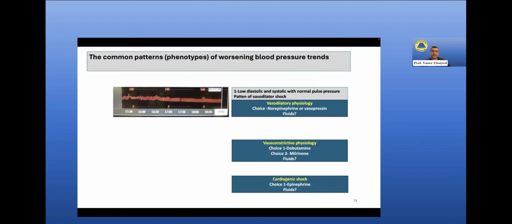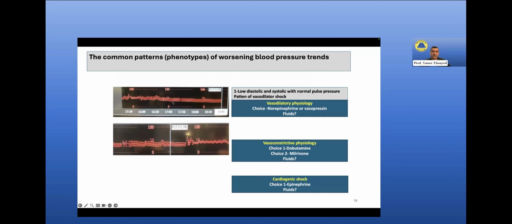So simply, for the three main phenotypes, if you have a vasodilatory physiology, use norepinephrine or vasopressin, plus or minus fluids, only if indicated, if there is evidence of hypovolemia. And then in vasoconstrictor physiology, when you have normal pulse pressure but trending higher systolic pressure, use dobutamine or milrinone, and use milrinone cautiously.